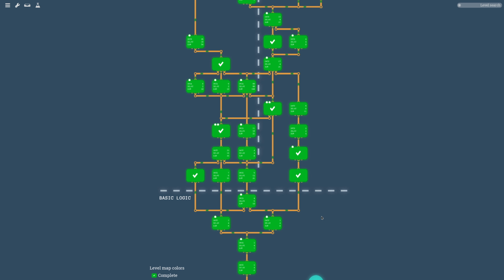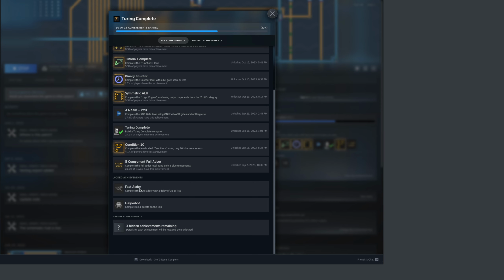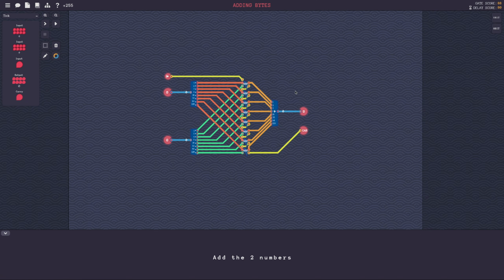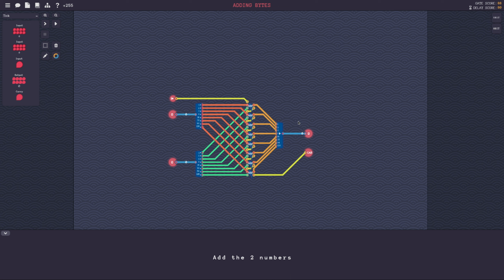That being a Steam achievement. I believe this is the last substantial, non-hidden achievement I still have to complete in Turing Complete. I got all the rest. And that is the fast adder. Complete the byte adder with a delay of 35 or less. So it looks like what I need to do is implement, is this it? No, adding bytes. Implement this thing with a delay of 35 or less. And my current delay is 80. So that looks like quite a challenge. That's less than half of what I currently have.